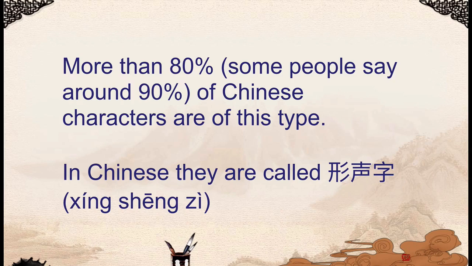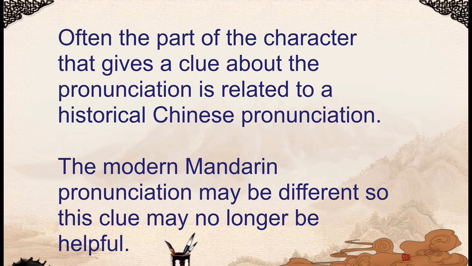And more than 80% of Chinese characters are like this. Some people say it's more than 90%. And actually I should give a warning here. Often the part of the character that gives us a clue about the pronunciation is related to a historical Chinese pronunciation. The pronunciation that it's related to may be from a previous dynasty or from Chinese history, and the character isn't actually pronounced in that way nowadays in the 21st century in modern Chinese. So the part of the character about pronunciation may not be that helpful to people learning modern Mandarin, and the clue may relate to an older pronunciation. So the clue may not be helpful now, but often it is.